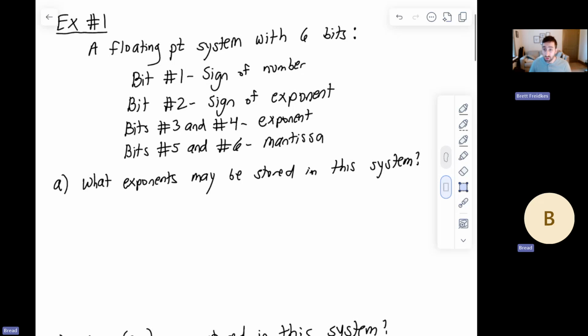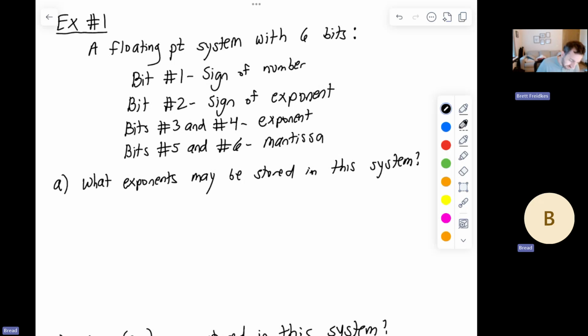Hi. So I wanted to make a video with a couple more examples of biased exponents and unbiased exponents in floating point representation so that we can see some of the benefits of why we would bias an exponent upon storing it, let's say on a computer or something along those lines.